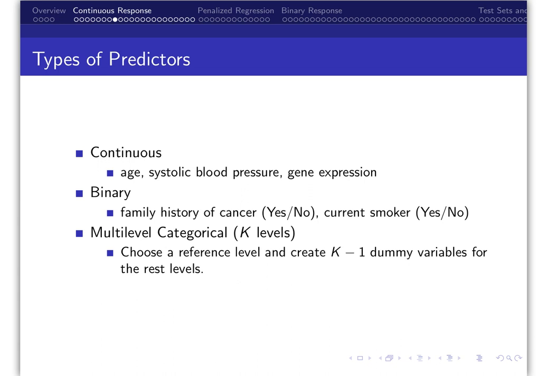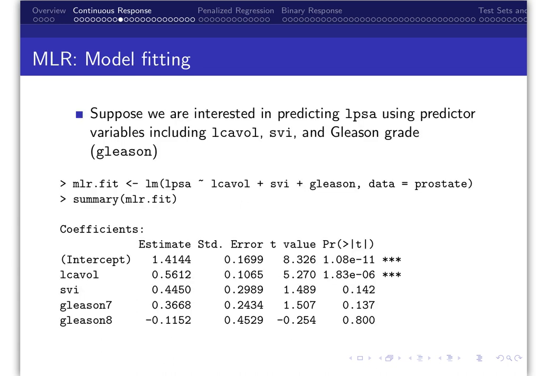The predictor variables may be continuous, binary, or multi-level categorical variables. For illustration, suppose we have a data set that includes men with prostate cancer, and we are interested in predicting log of prostate-specific antigen, using multiple predictor variables, including a continuous variable, a binary variable, where 1 indicates seminal vesicle invasion and 0 indicates no seminal vesicle invasion, and a multi-level categorical variable, Gleason grade, which takes on levels 6, 7, or 8 and greater.